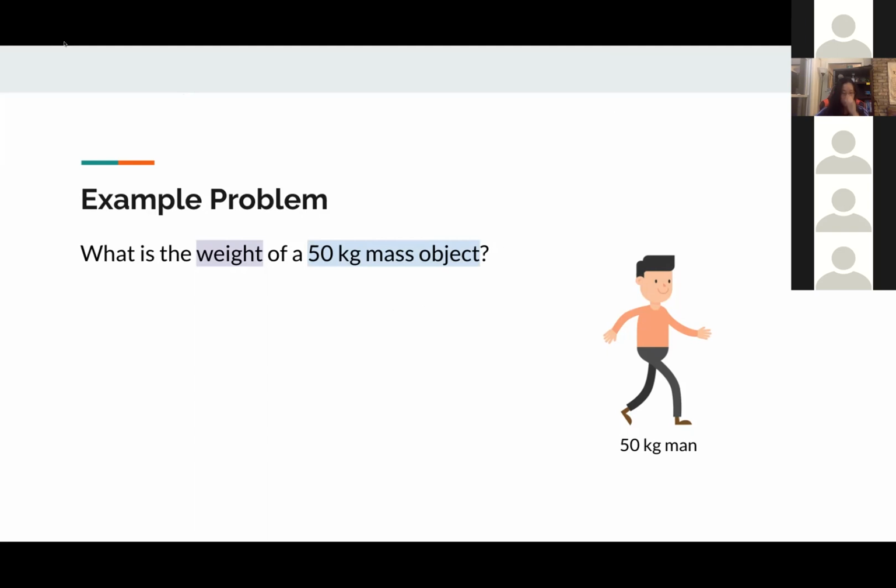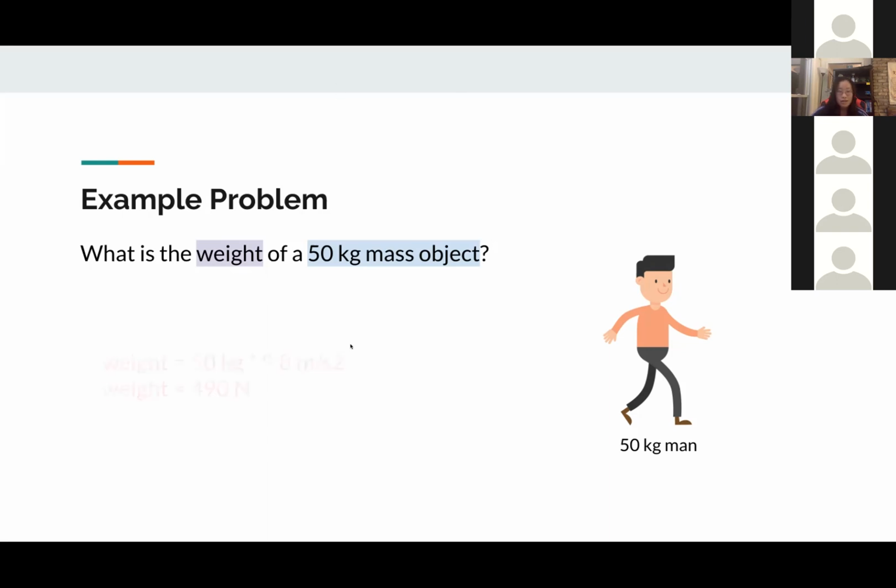I'll remind you guys the formula if you have forgotten. To find the weight, we multiply the mass of an object by the gravitational force on a planet. So on Earth, it would be 9.8 meters per second squared, or you could round it to 10. Any guesses?